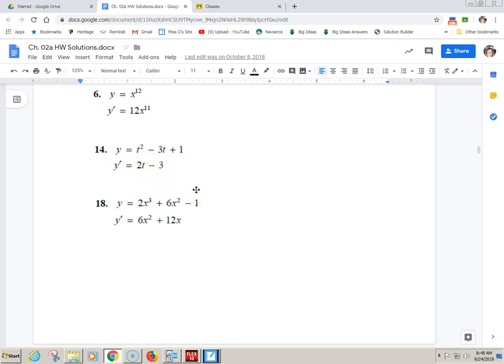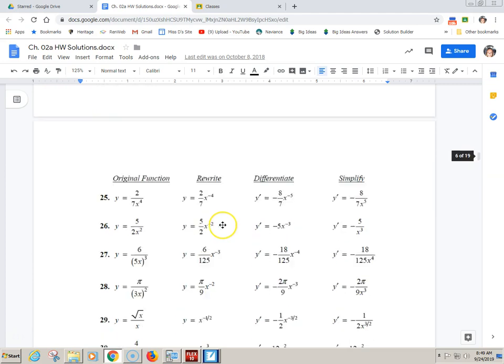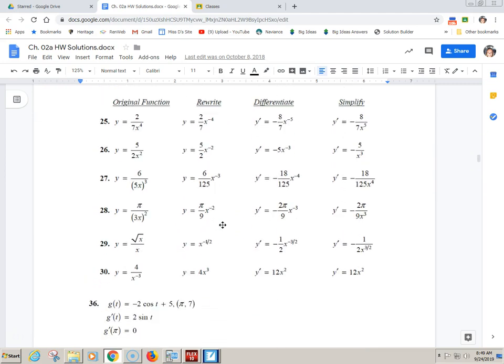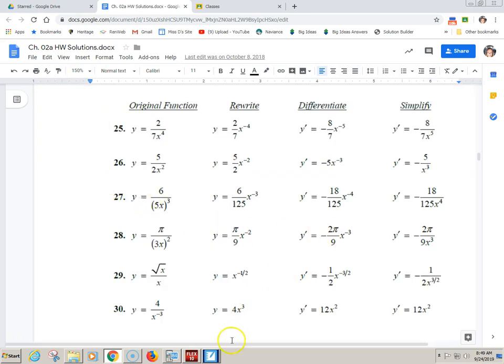I guess it is kind of like 400 years later. Probably not a big deal. Number 18, 6x squared plus 12x. Oh my goodness, they were all power rules. Didn't I give you some nice easy evens? I liked it.